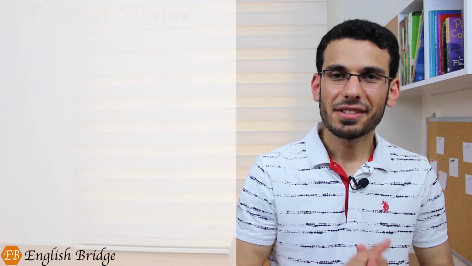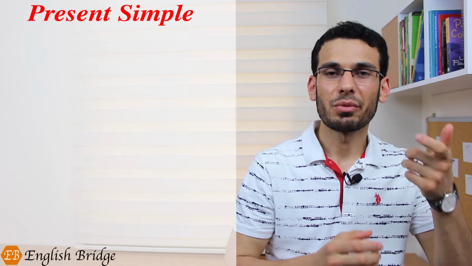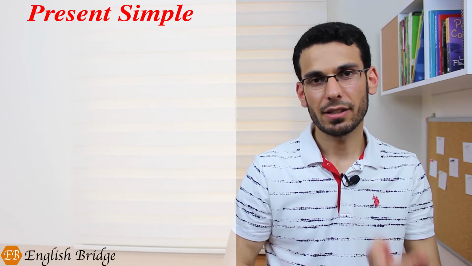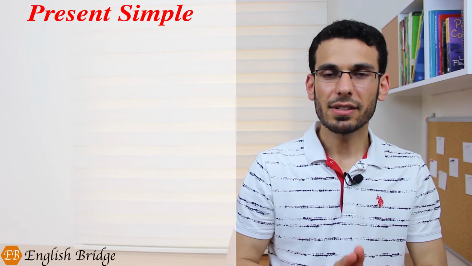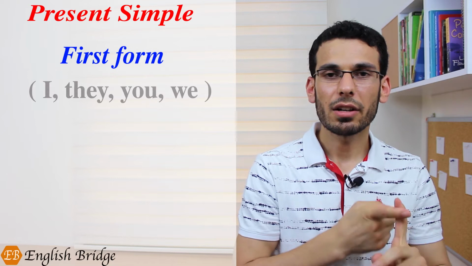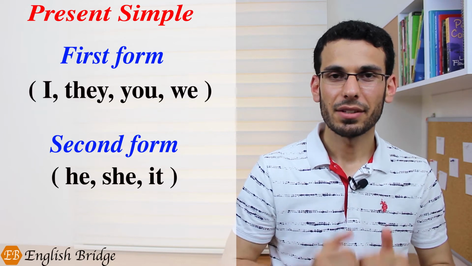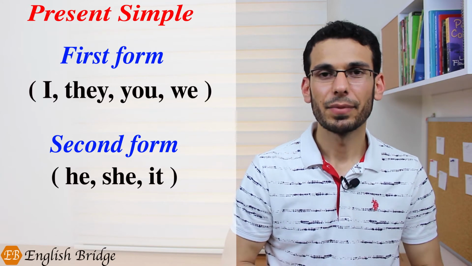Now let's start with the present simple tense. As we talked before, every tense in English starts with the subject followed by verb, subject and verb. In present simple tense, we have two forms. Form number one comes with I, they, you, we. Form number two comes with he, she, it. So let's talk about the first form first.